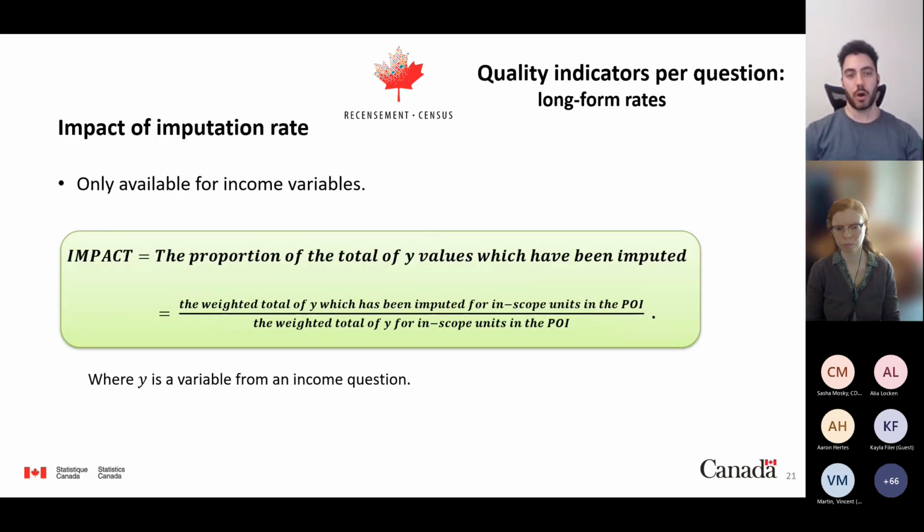Here's the final long form rate. It's called the impact of imputation rate, and this is only available for income variables. If y is a variable from some income question, then its impact of imputation is the proportion of the total of y values which have been imputed. We can think of it like a proportion, but instead we're using a continuous or numeric variable instead of a categorical one.